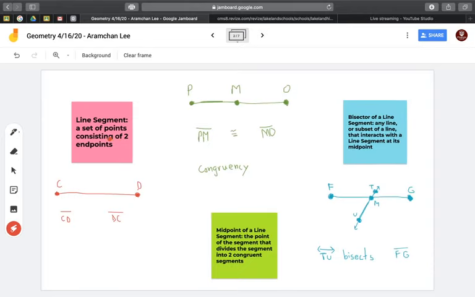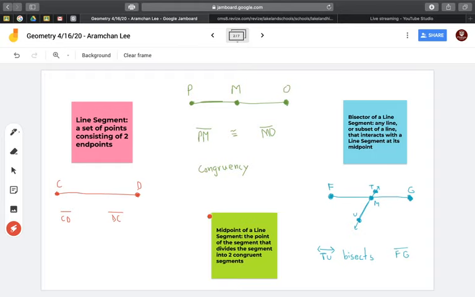A line segment is a set of points consisting of two endpoints. So the points C and D are the endpoints, which have an infinite number of points in between them. They do not go on forever. It can be written as line segment CD or line segment DC.